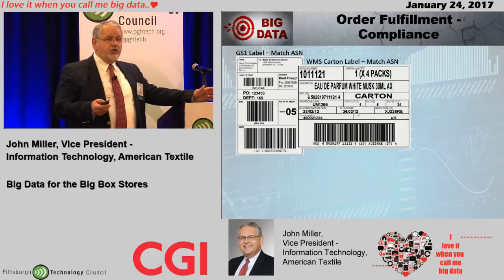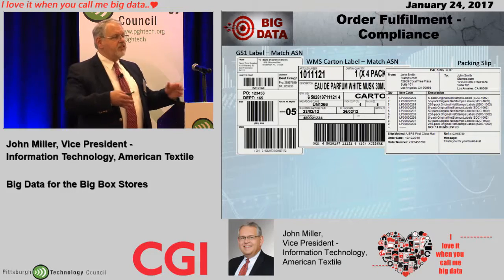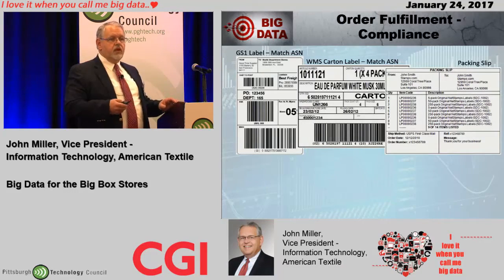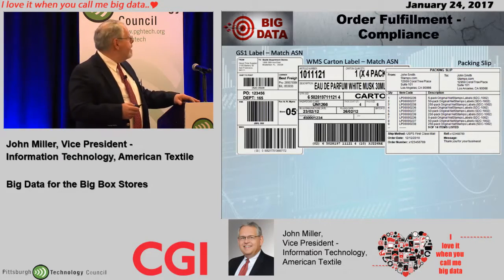There is also a carton label. That's an internal document that we keep on our carton that says what's in that carton, all barcoded. And there's a packing slip. The packing slip goes inside the box and says, here's what's in this box. Okay? You guys have all ordered things online. You've seen all these labels before.